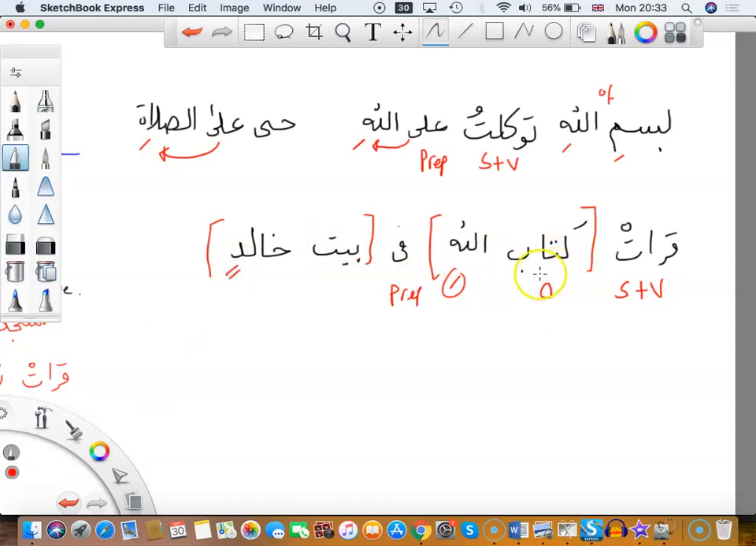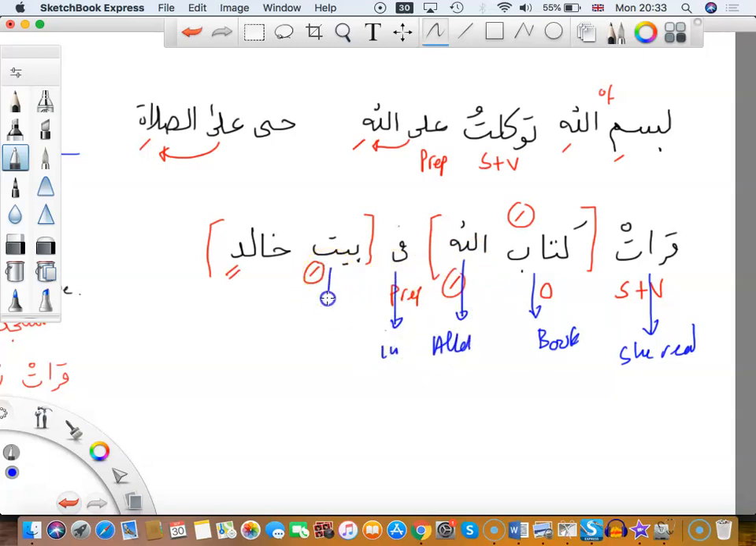And kitab is the first word of the of rule, and also it's what? Object. So what are you going to give it? Fatha. Qara'at kitab Allahi fi. And we're going to give bayt, the first word of the of rule, fatha as well. Fi bayti Khalid. So when we translate this now, what does qara'at mean? She read. What does kitab mean? Book. What does the word Allah mean? Allah. Fi, in, Bayt, house, and Khalid.